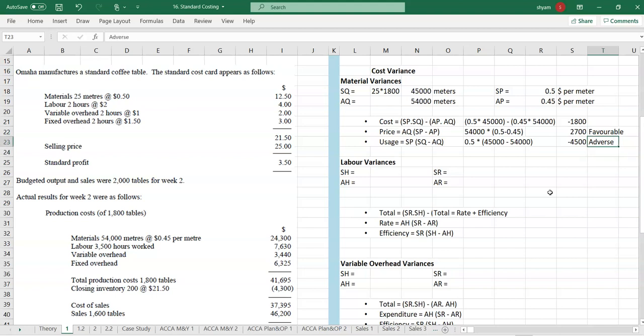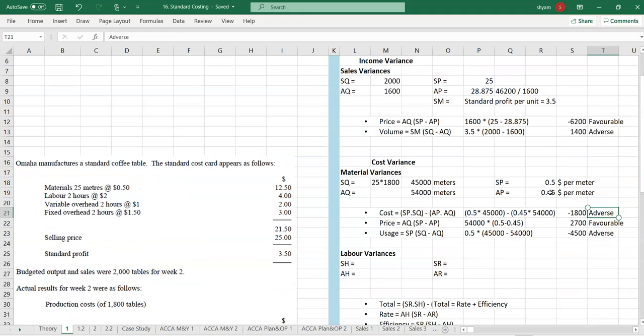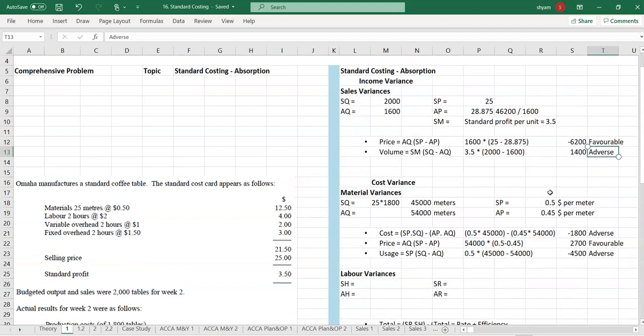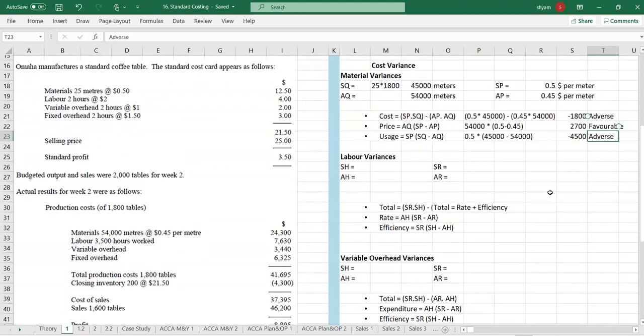Okay, so if a minus is adverse in these variances, here also it is adverse. Do not confuse yourself with this minus plus and this minus plus. Always look at the logic of it and then work it out. This is about income variance, so it will be opposite to what we compute in the cost variances. So be careful with that. If you get the adverse favorable meaning wrong, then you lose marks.